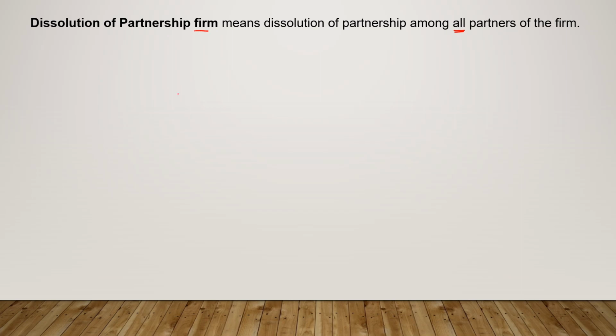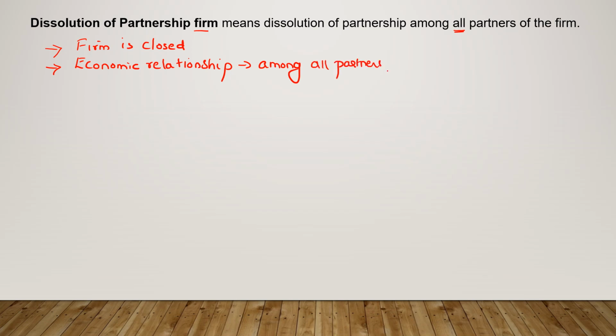The entire firm is being dissolved. Therefore, here what happens is the firm itself is closed down. The business is completely closed down. The economic relationship that was there between the partners completely comes to an end. So among all the partners, whatever was the economic relationship of what they were contributing as capital, sharing profits and all, the entire thing comes to an end. So thereafter, they are no longer going to be partners in the firm.